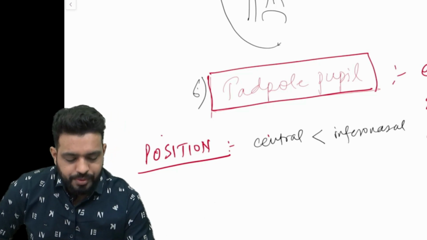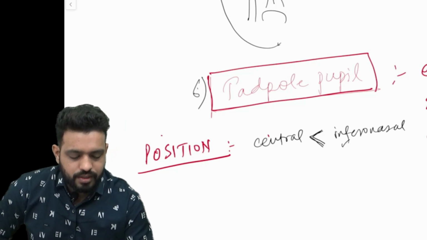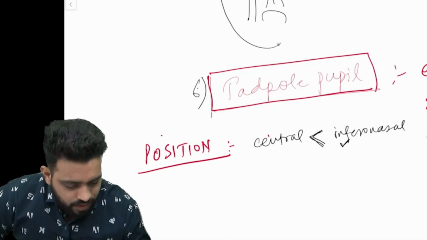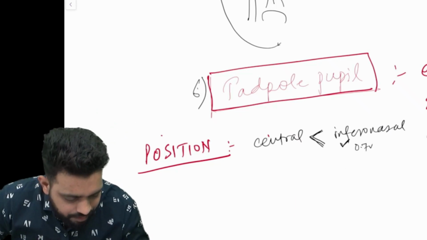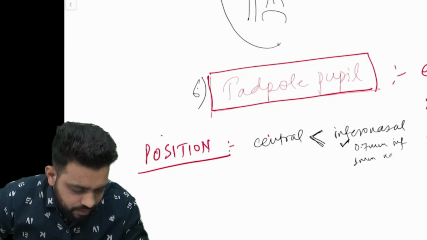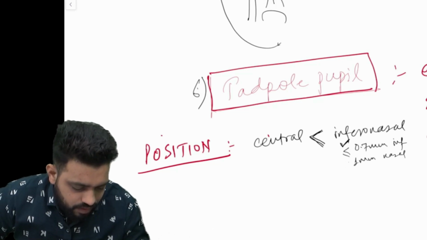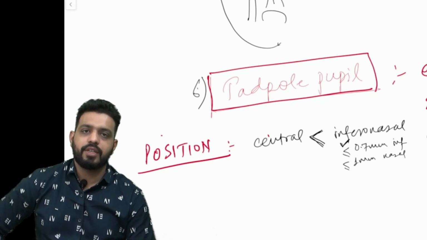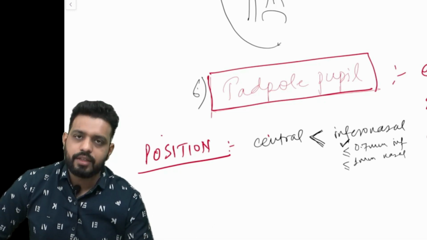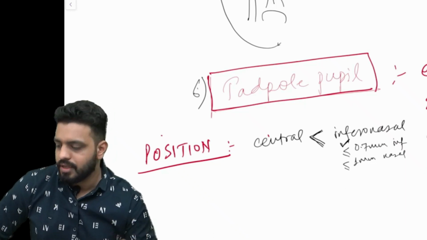So if you get an option which is inferonasal, choose this. Now, how much inferonasal? Remember, it is 0.7 mm inferior, 1 mm nasal. So less than or equal to 0.7 mm inferior and less than or equal to 1 mm nasally. More than this, the pupil position is abnormal.